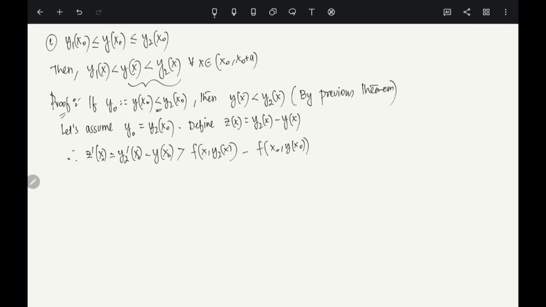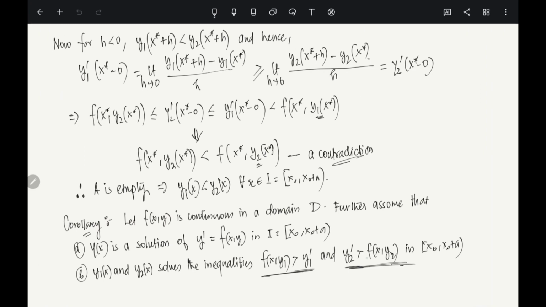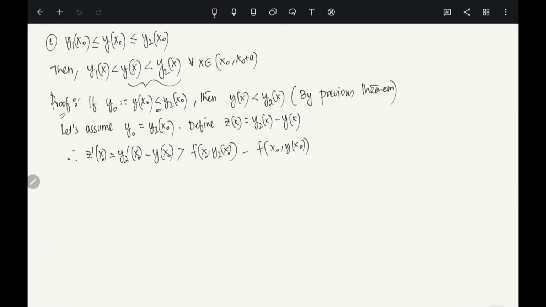Okay, so this is true because we assumed that y2 prime is strictly greater than f of x, y2. So this is true for all x, so for x naught also it is true. And this is nothing but 0, because I have assumed that y2 at the point x naught is y at the point x naught. So this is 0. So I have z prime at the point x naught is strictly greater than 0. That is what I am getting.